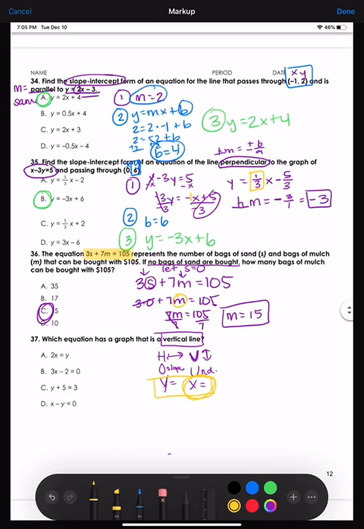So I have 2x equals y. That doesn't seem to be right. Actually, there's a y there, so that can't be right. 3x minus 2 equals 0. This does only have an x.